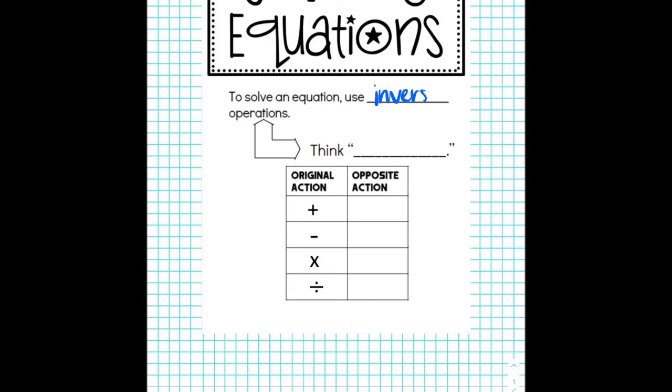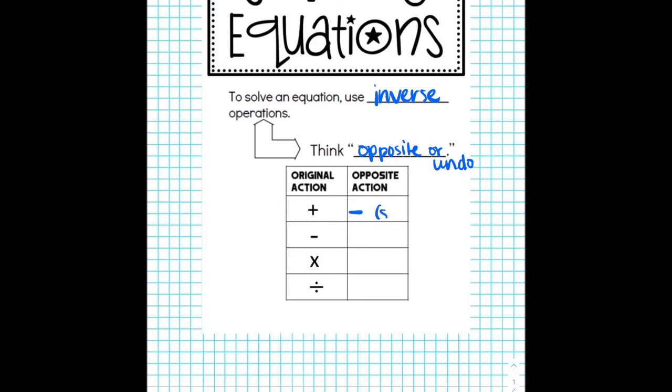So to solve an equation, we're going to use inverse operations. On your slide, you should be able to type that word in there, inverse. So inverse, when you think of inverse operations, I want you to think opposite or undo. Opposite or undo. So inverse operations undo each other.